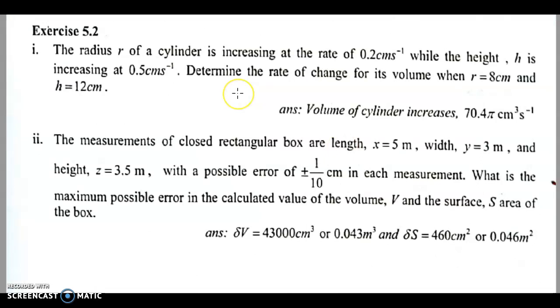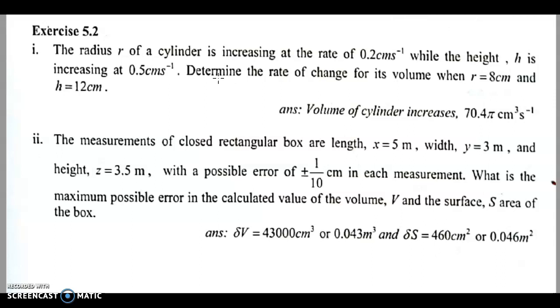Exercise 5.2. We have here a cylinder. The radius of the cylinder, denoted as r, is increasing at the rate of 0.2 cm per second. You can imagine that the radius of a cylinder is increasing at the rate of 0.2 cm per second, or we can say that the diameter is increasing at 0.4, right, times 2 per second, and the height of that cylinder is increasing at 0.5 cm per second. So both of these components are increasing, right, in seconds.